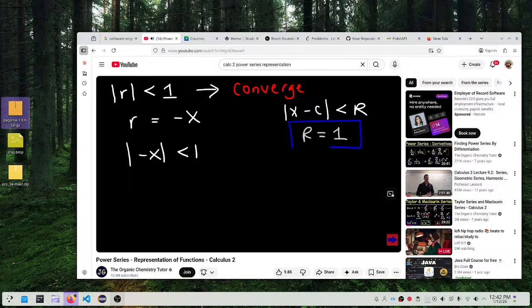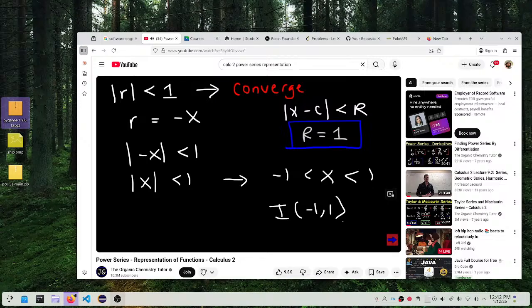Now let's determine the interval of convergence. The absolute value of negative x is the same as the absolute value of x, because the absolute value of negative 1 is 1. And so now we can get rid of the absolute value symbol and say that x is between 1 and negative 1. And that is the interval of convergence.